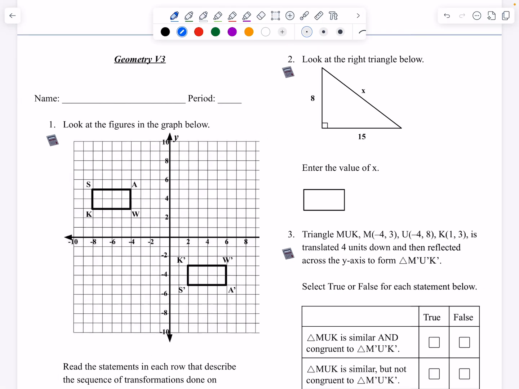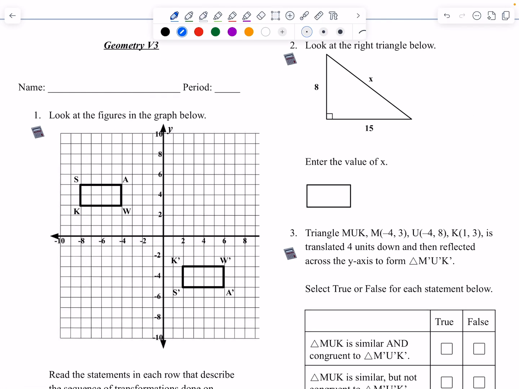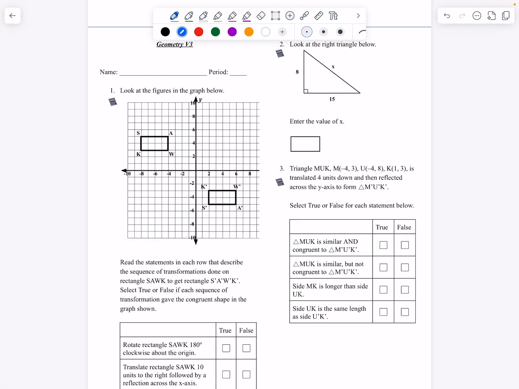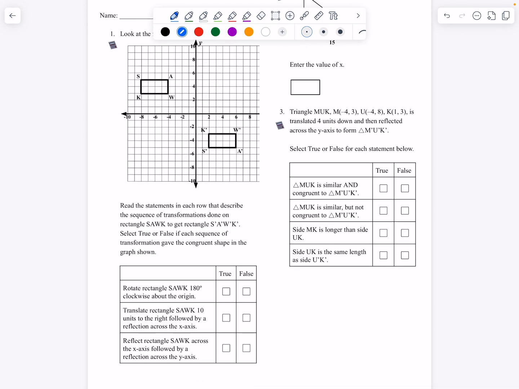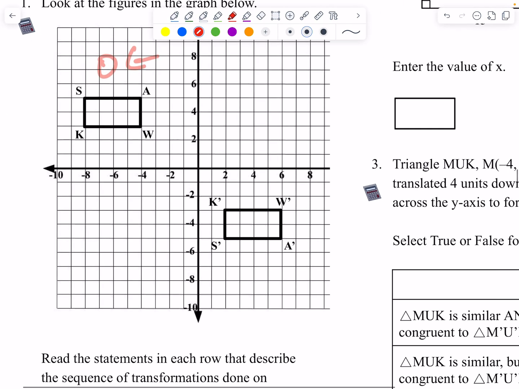And if you notice, calculators everywhere. So let's look at this figure. I got two boxes. They look the same, and one obviously got transformed somehow. So read the statement. How did you get from that one to that one? Select true or false. The rectangle sock, that's the original, was rotated 180 degrees clockwise about the origin. So here's the kicker. If I rotated 180 degrees about the origin, I'm going to pick this as my point, and I got -4 and 3.